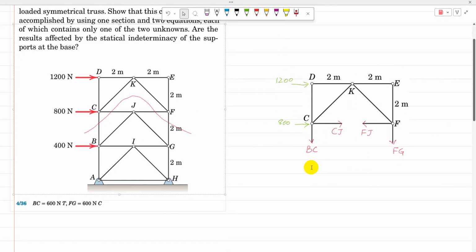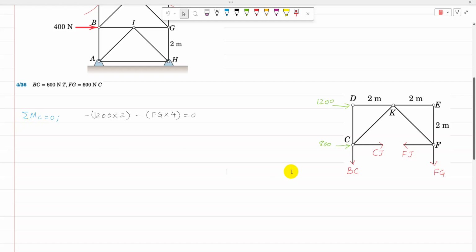Now, if I take moment about point C, what is going on? BC, CJ, and FJ are going to pass through C, and then the only unknown is FG. So by taking moment about point C, three forces are eliminated, and then I can find FG.